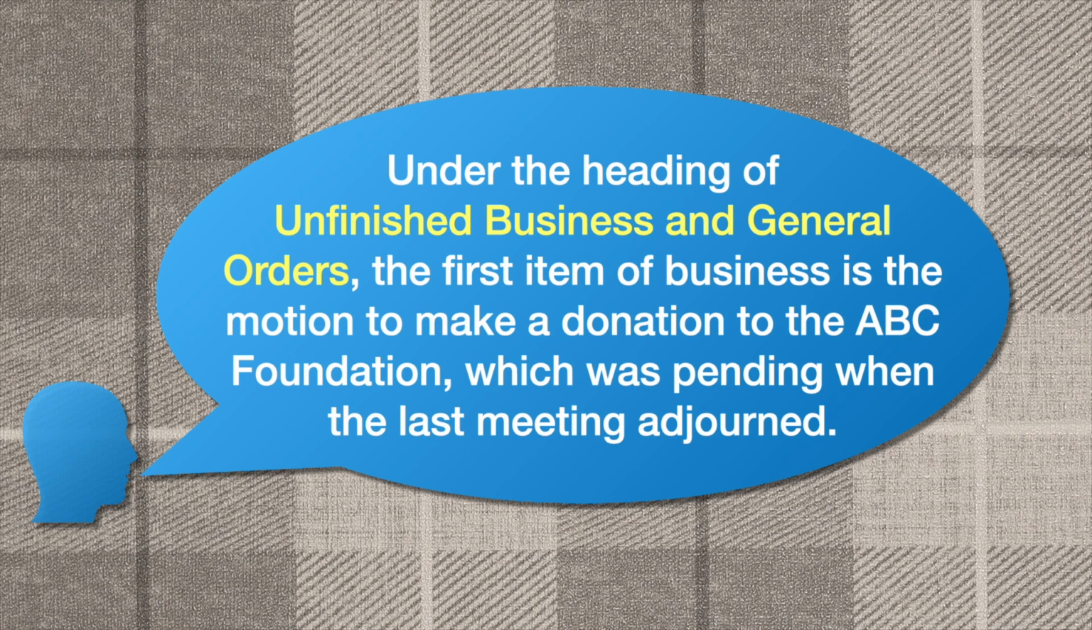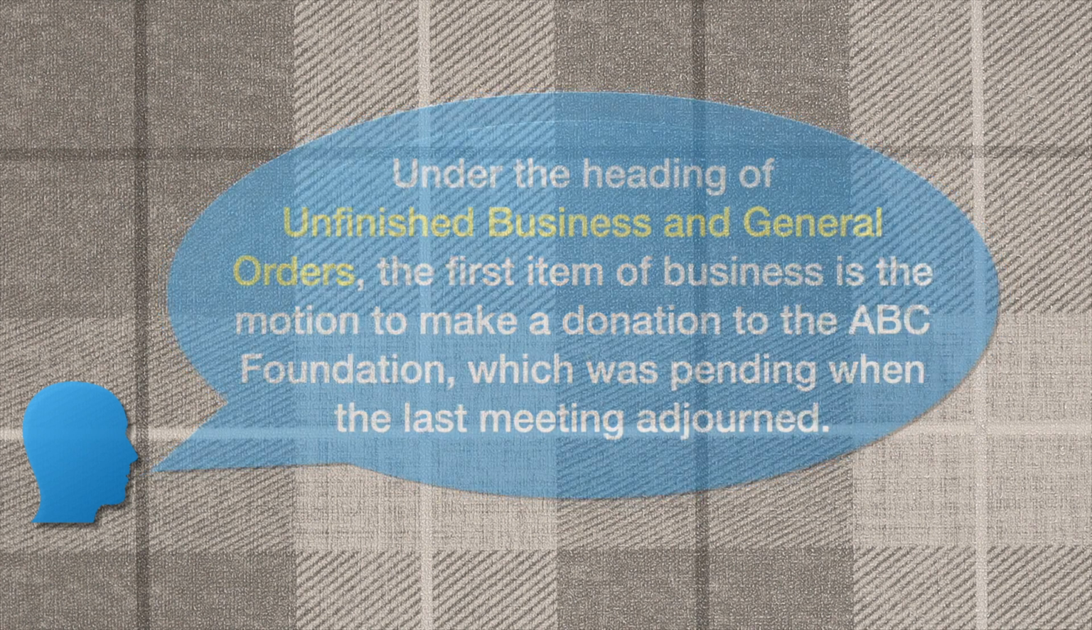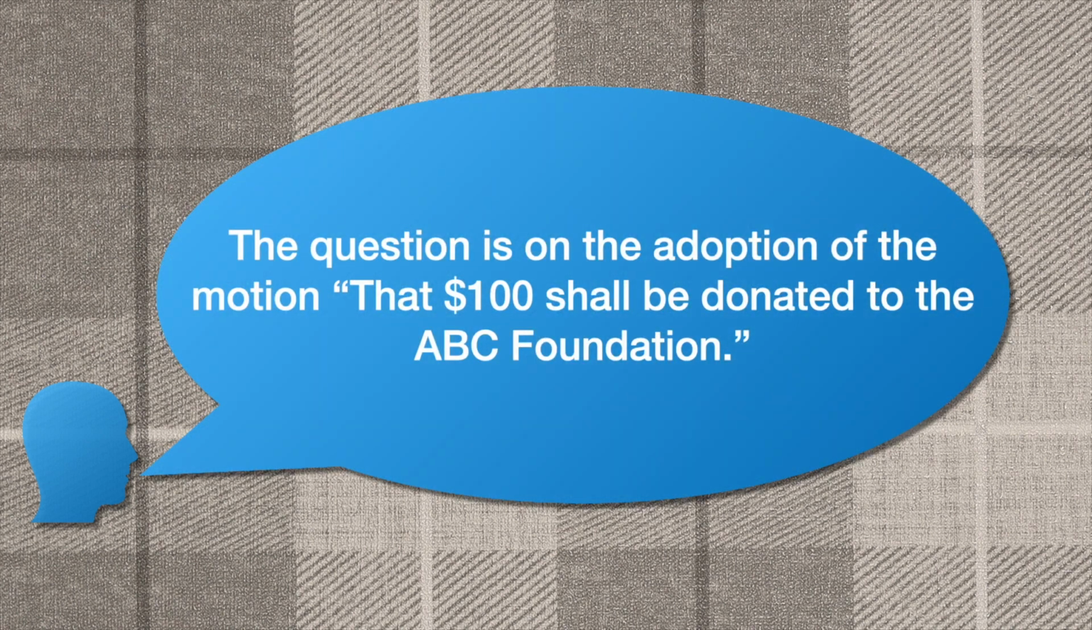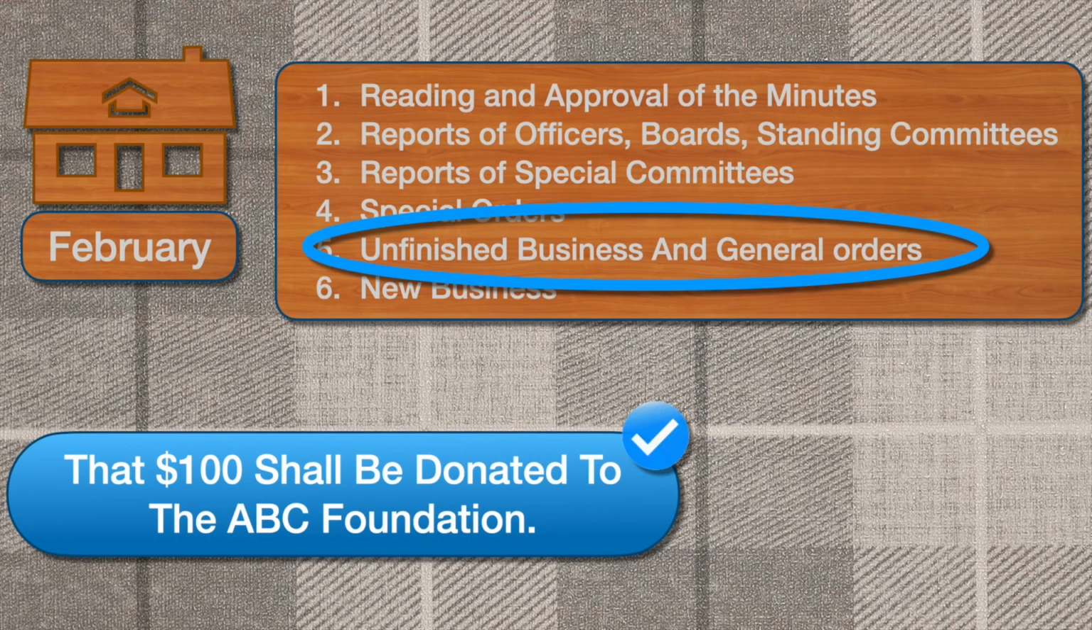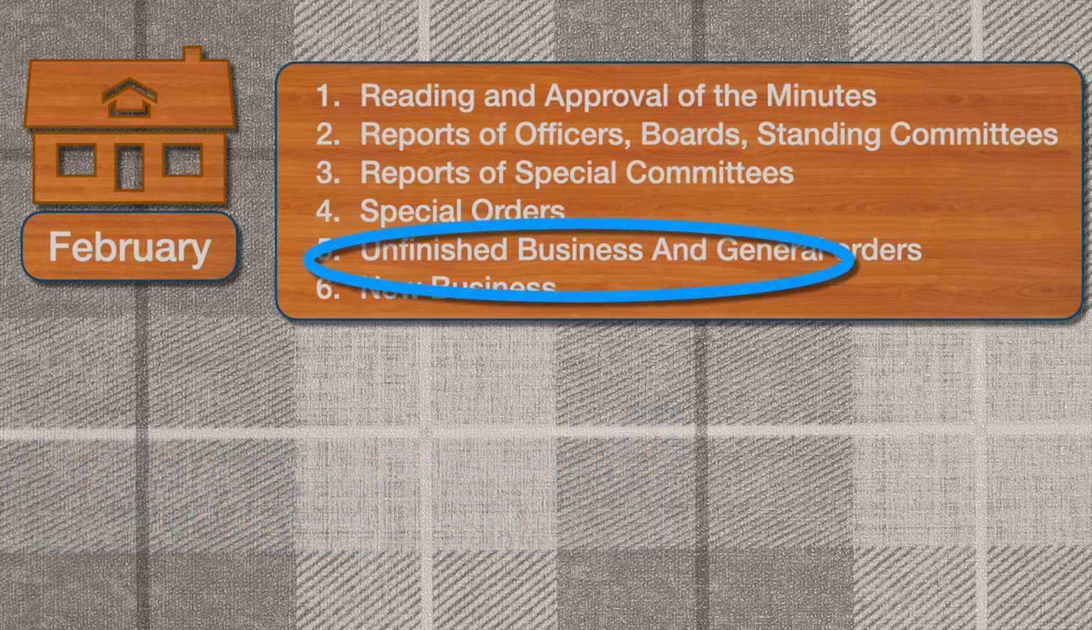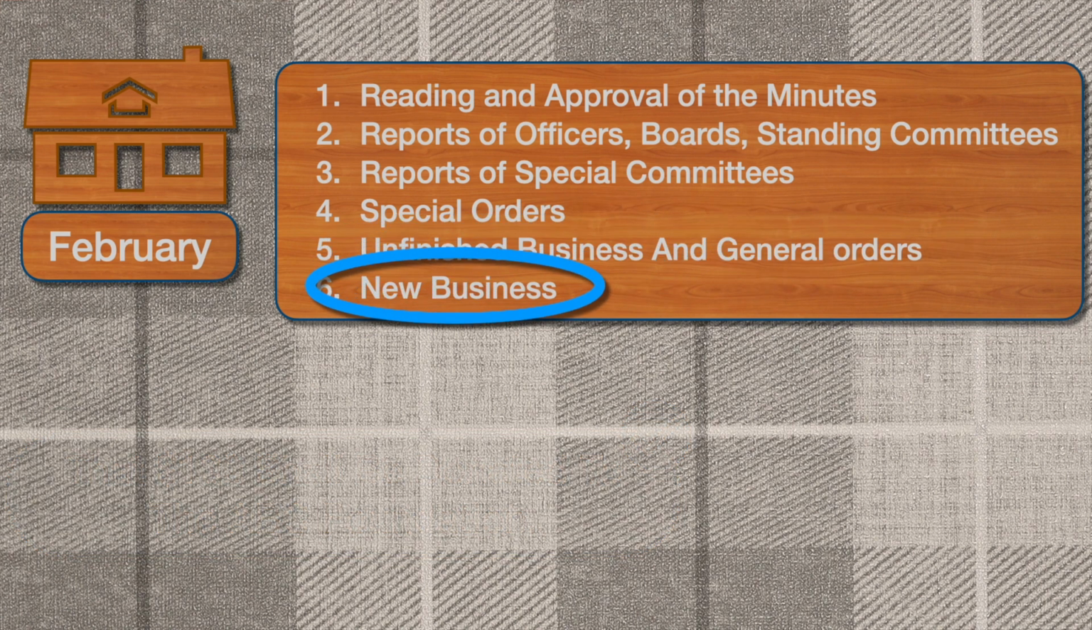The chair would introduce it by saying, for example, under the heading of unfinished business and general orders, the first item of business is the motion to make a donation to the ABC Foundation, which was pending when the last meeting adjourned. The chair would then state the question on the motion by saying, the question is on the adoption of the motion that $100 shall be donated to the ABC Foundation. Members can then debate the motion, and when the debate is finished, the motion is put to a vote. Let's say, in this case, the motion is adopted. Then, if there is no further unfinished business or general orders, the meeting proceeds to new business. And when new business is finished, the meeting adjourns.